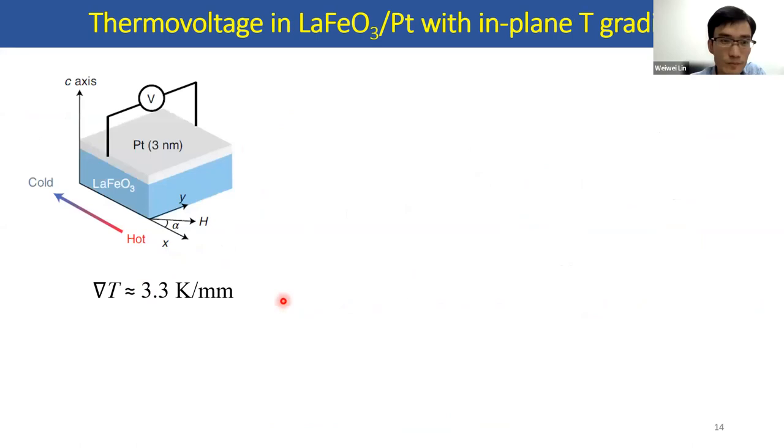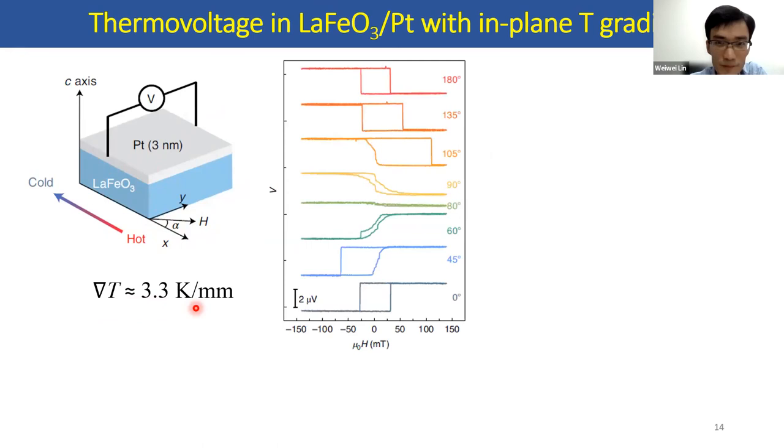So now, same sample: the C axis oriented lanthanum ferrite single crystal with 3 nanometer platinum. We apply the in-plane temperature gradient. We apply the field also in plane, and we measure the transverse voltage. The applied in-plane temperature gradient is about 3.3 Kelvin per millimeter. Here is the result. We can see clearly the thermal voltage loop.